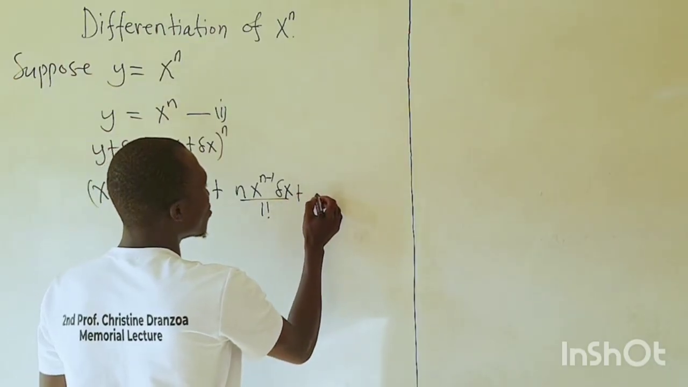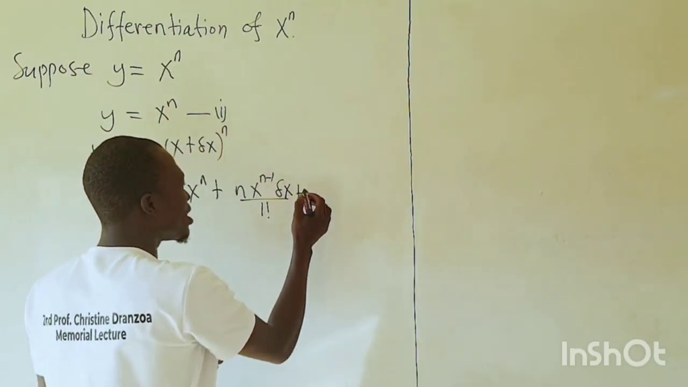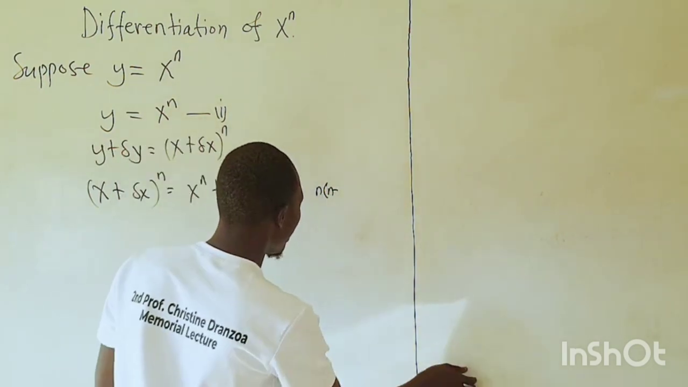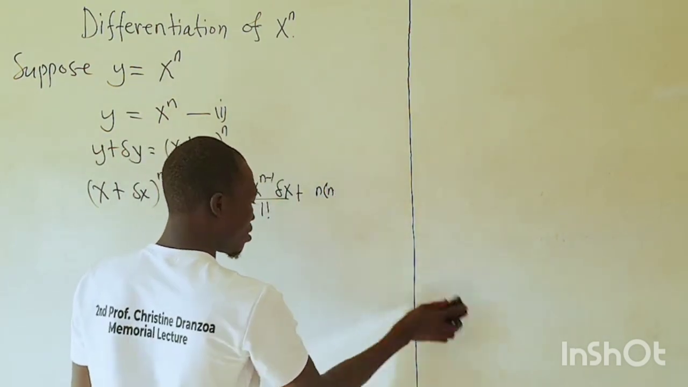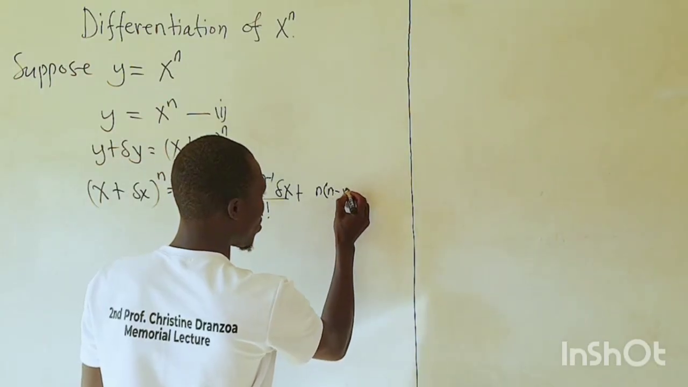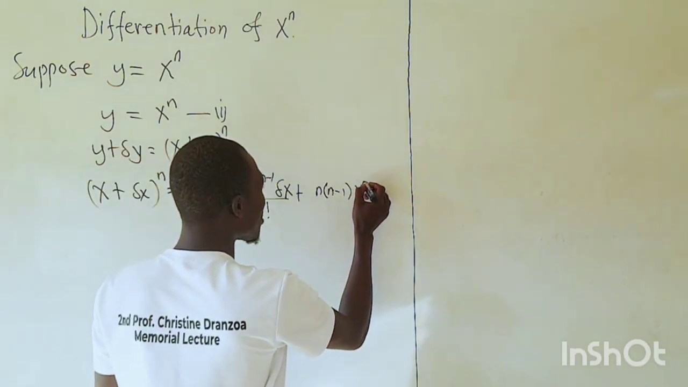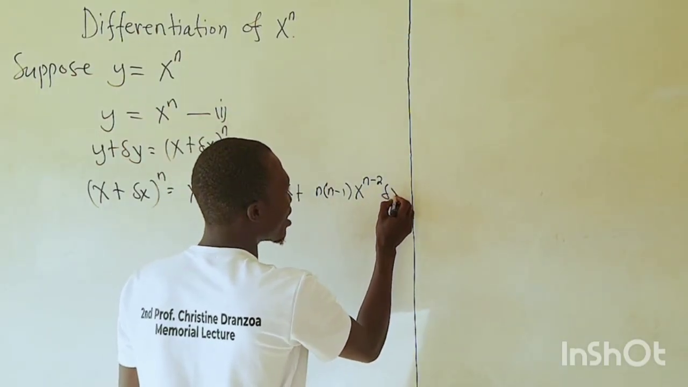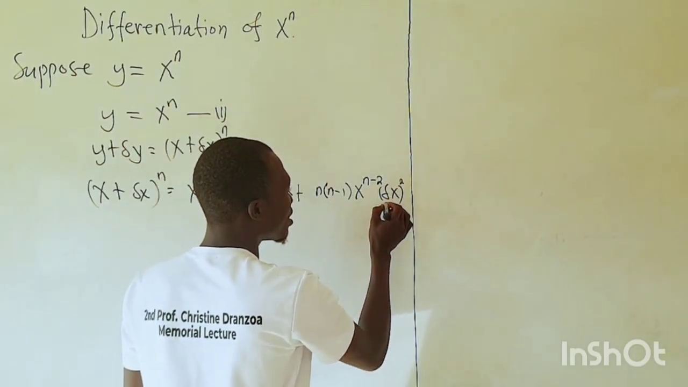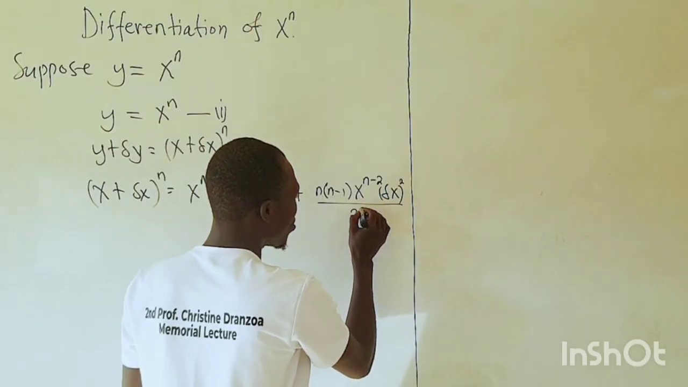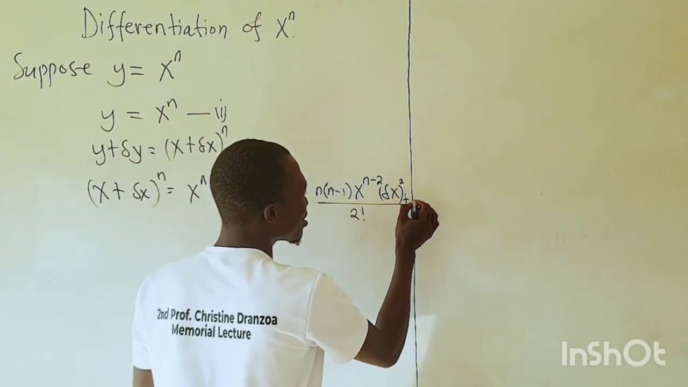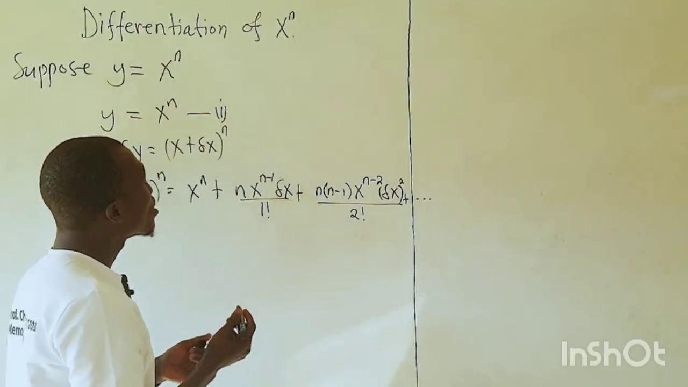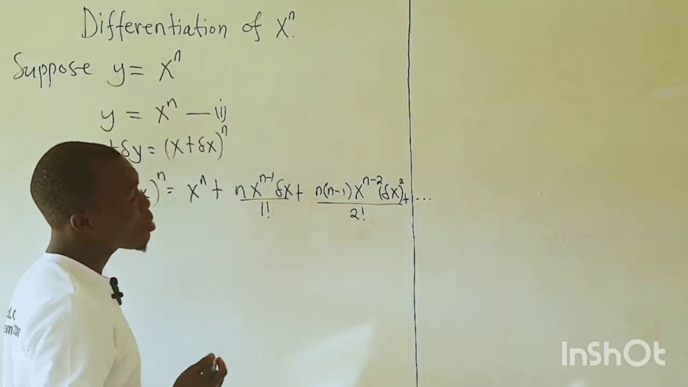Then plus, we shall now bring this power down again. We shall have n into n minus 1, then x power n minus 2, then delta x squared over 2 factorial. Then plus, this expansion won't end there, it will continue. So here we are going to neglect the higher powers.